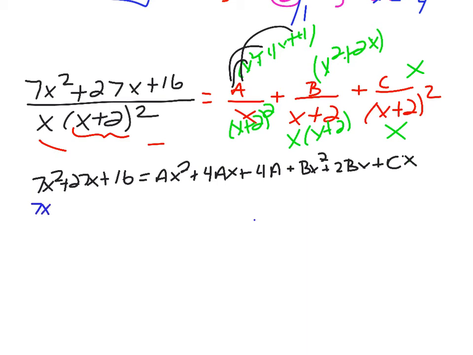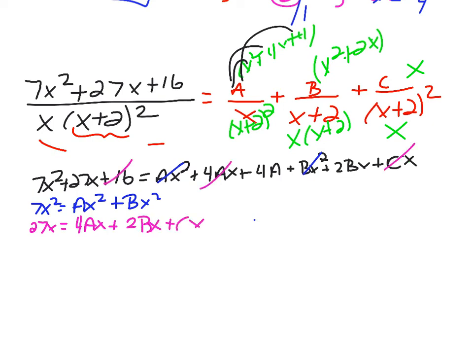Okay, so let's see. 7x squared is going to equal ax squared plus bx squared. 27x is going to equal 4ax plus 2bx plus cx. And then I have 16 is equal to 4a. So I can solve for a here. A is equal to 4.